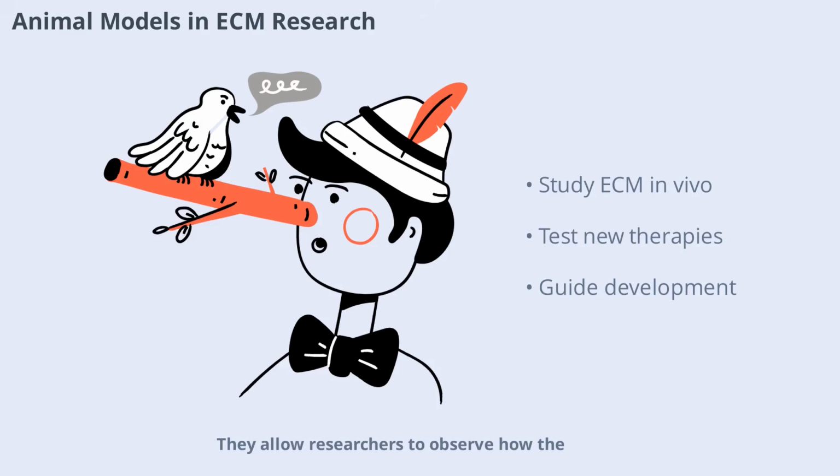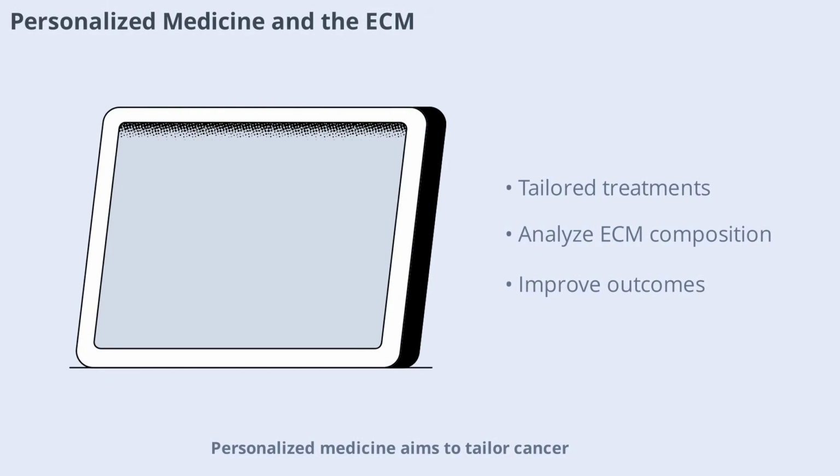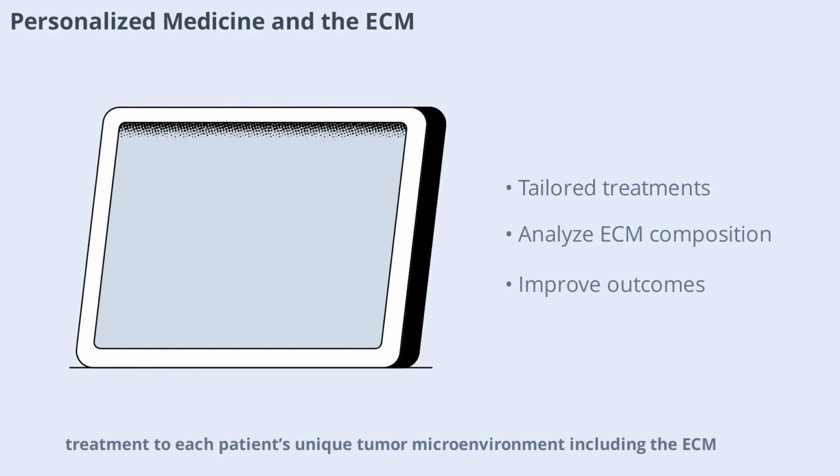Animal models are essential for studying the tumor microenvironment and testing new therapies. They allow researchers to observe how the ECM and cells interact in a living system, providing insights that guide the development of new treatments. Personalized medicine aims to tailor cancer treatment to each patient's unique tumor microenvironment, including the ECM.